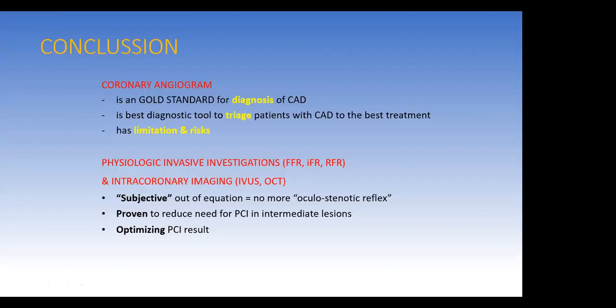So in summary, despite the coronary angiogram being the gold standard and so far the best tool we have to triage patients, it has its limitations and risk. Using invasive physiology, FFR, iFR, RFR, and intracoronary imaging is an attempt to get the subjective out of the equation, so trying to avoid the oculostenotic reflex. It was proven to reduce the need for PCI on intermediate lesions and hurting patients, and improve our PCI results by optimizing it using both iFR, FFR, and intracoronary imaging specifically.